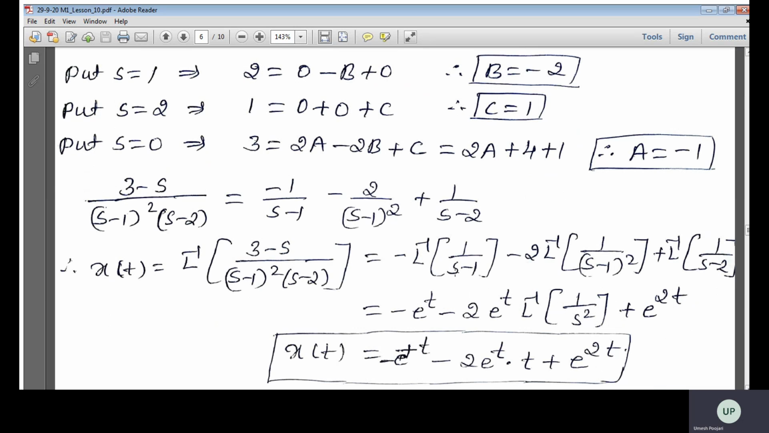See, the first term 1 by (s minus 1) is e raised to t. The third term also we can solve, e raised to 2t, but the second term, what happened? The denominator is in the form of a perfect square.